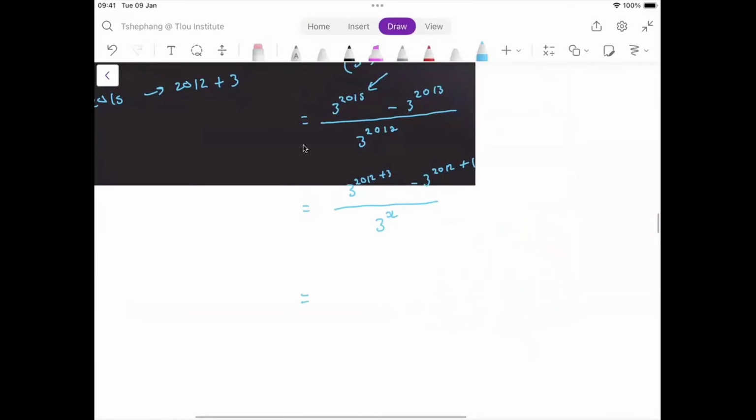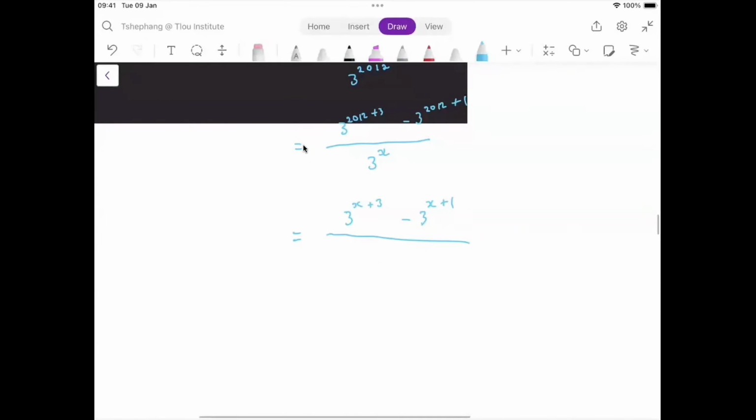Let's come back here. This is going to be 3 to the 2012. We know it's x plus 3 minus 3 to the x plus 1 over 3 to the x. Now we can take out a common factor of 3 to the x. So 3 to the x into 3 to the 3 minus 3. Sorry, this is not 3 to the 1, but 3 to the 3.